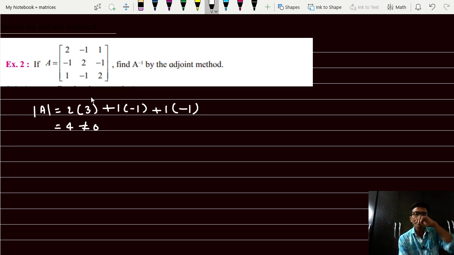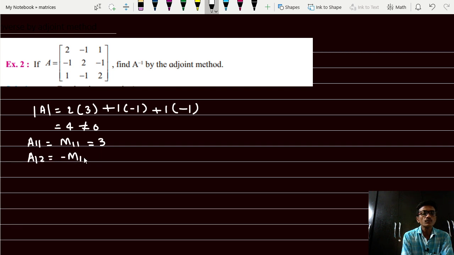Then we find all minors and cofactors. Here A11 is equal to M11, which is the value of this determinant, 4 minus 1, that is 3. A12 is equal to minus of M12, which is the value of this determinant, minus 1, 1, minus 1, 2. So the value of this will be minus 2 plus 1, that is minus 1, and the negative of that will be 1.